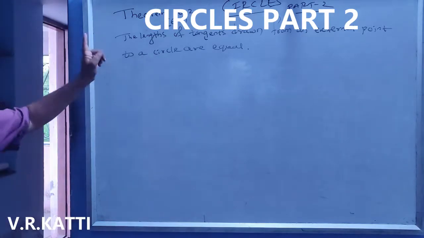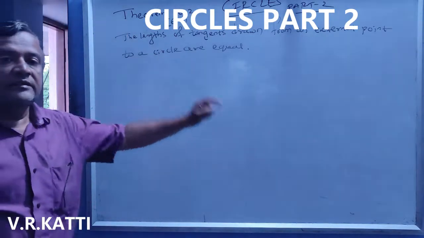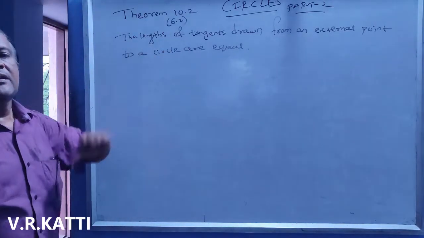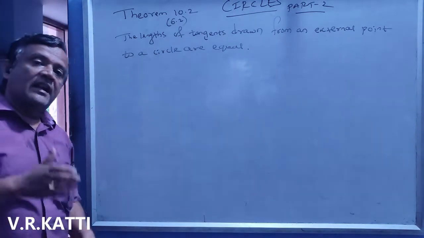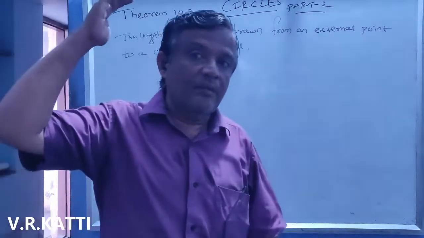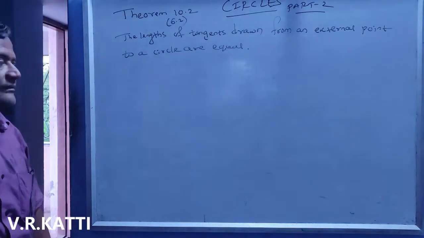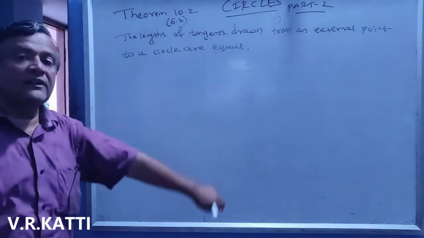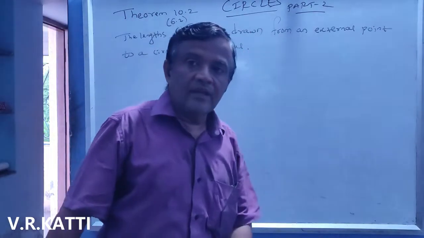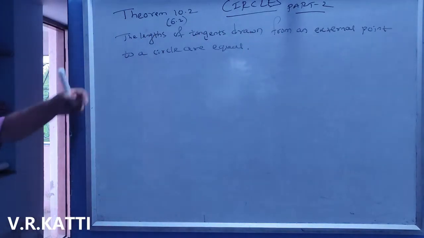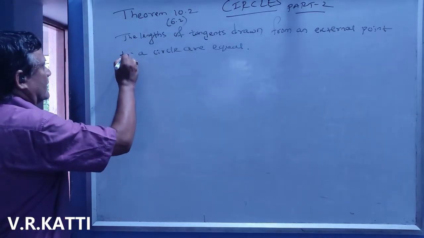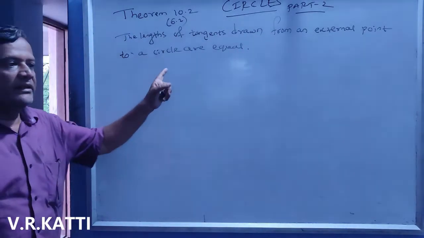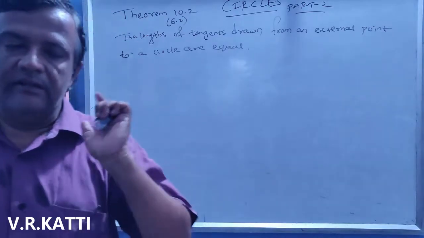So we shall study about theorem. You already studied theorem 10.1, that is, the radius and the tangent are perpendicular at the point of contact. Now let us study the second theorem. The lengths of tangents drawn from an external point to a circle are equal. Students, the lengths of tangents drawn from an external point to a circle are equal.